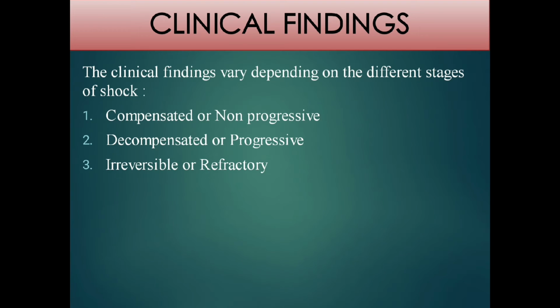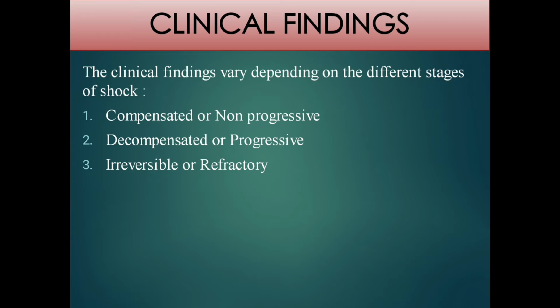Now, coming on to clinical findings of shock, the clinical findings vary depending upon the different stages of shock. It depends whether the shock is in a compensated or non-progressive stage, decompensated or progressive stage, or irreversible or refractory stage. The compensated or non-progressive stage is seen at the very beginning of shock, when the body's compensatory mechanism tries to counter the decrease in the perfusion of tissue and decreased arterial blood pressure by increasing the sympathetic activity and splenic contraction to release the reserve blood to the systemic circulation.